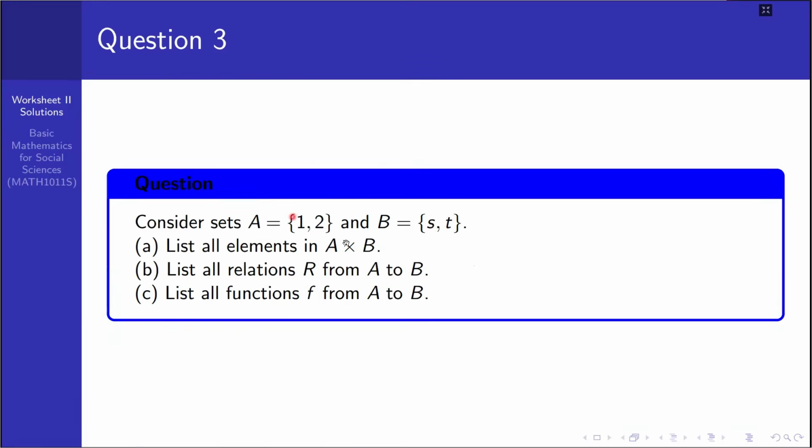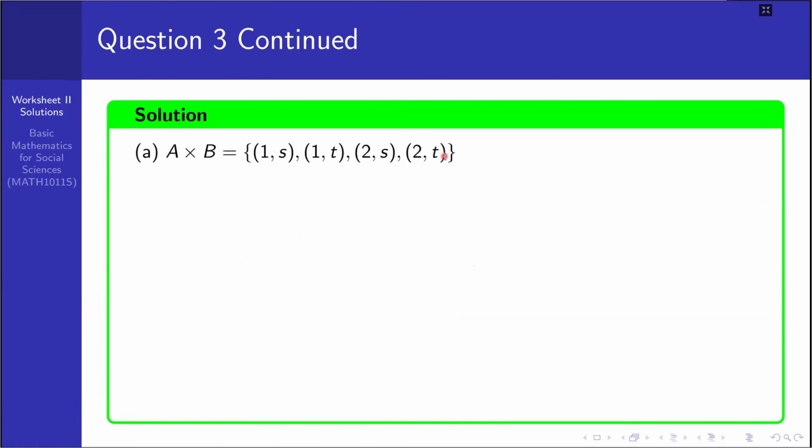And another thing we should remember here is that the number of elements of A cross B is related to the number of elements of A and B. If A and B are both finite sets, that means they have a fixed number of elements, then the number of elements of A cross B is the number of elements of A times the number of elements of B. Here there are two, and here there are two. So the number of elements of A cross B must be 2 times 2, that is 4, so that we have 4 elements here.